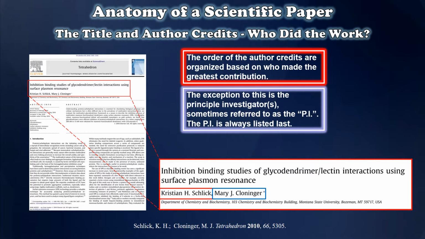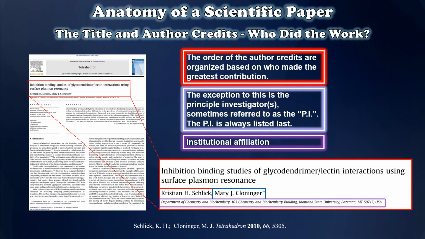One more piece of information that goes into the header is the institutional affiliation. Here we see that this work was done in the Chemistry and Biochemistry building at Montana State University. So Montana State University gave these researchers a place to conduct their research and resources, and clearly deserve some credit for that. So we always have an institutional affiliation associated with our author list.